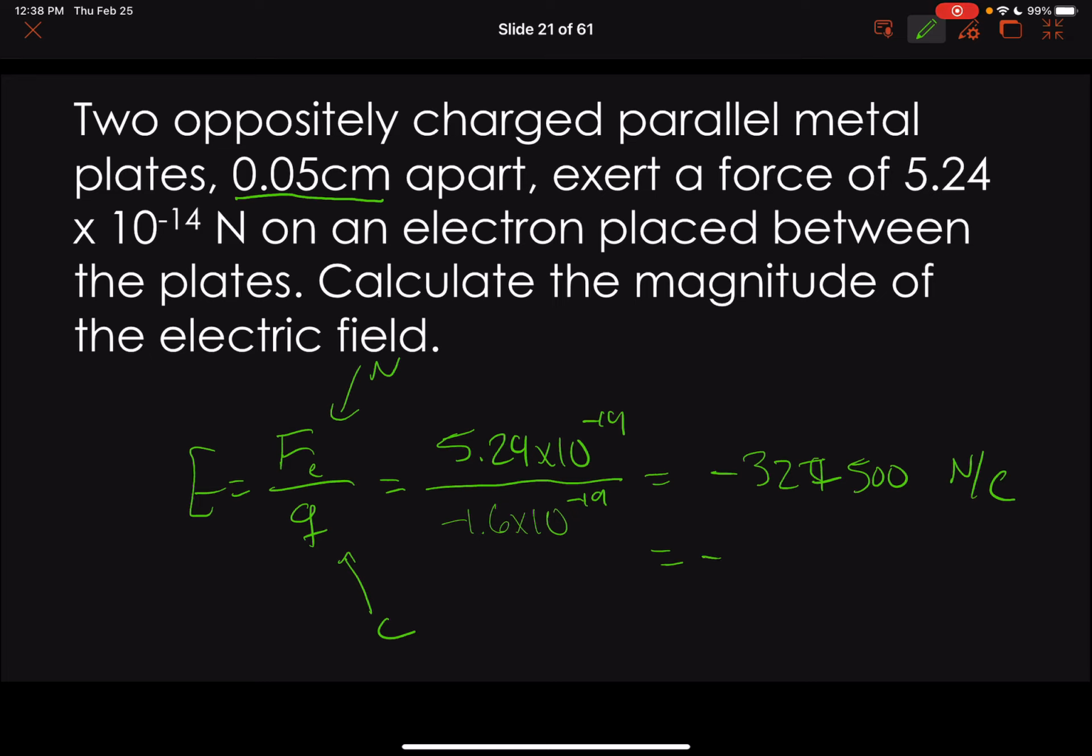Of course, we could rewrite this as negative 3.275 times 10 to the 5th newtons per coulomb, if we wanted to. But this is fine too.